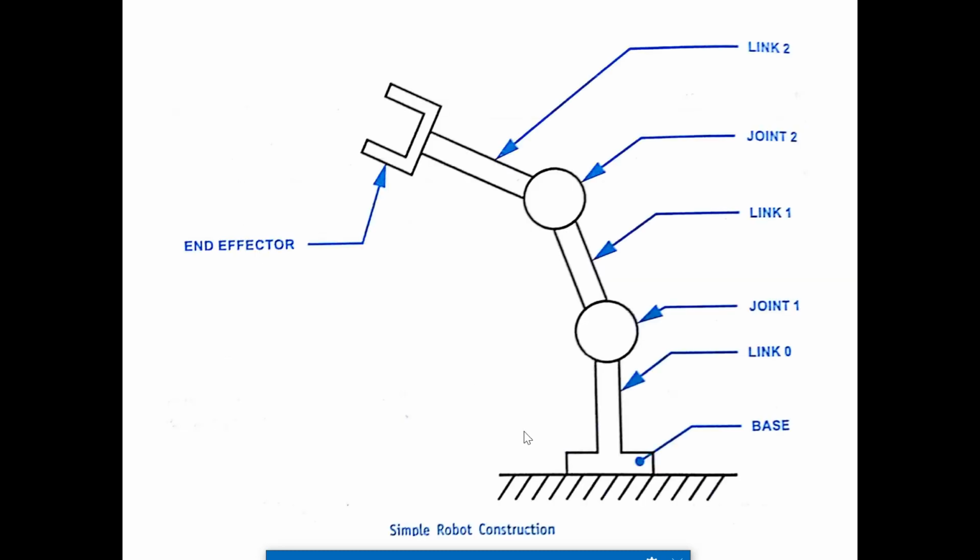Next one, the simple robot construction. As I said in the key terminologies of the robot, it has a base, it has links, and it has joints. You can have many links and many joints for a robot. It has a base, link 0, joint 1. Here link is 1, joint is 2, link is 2, and again we are going to have a joint and end effector.